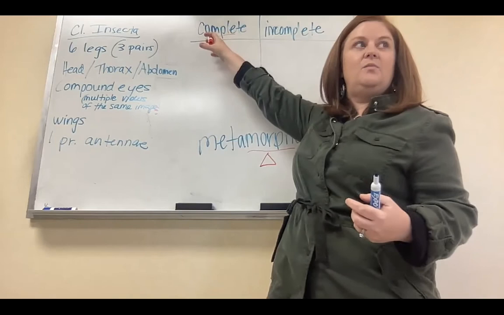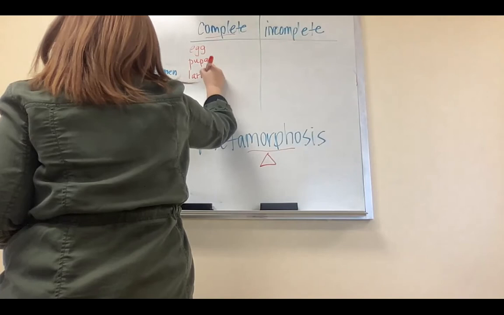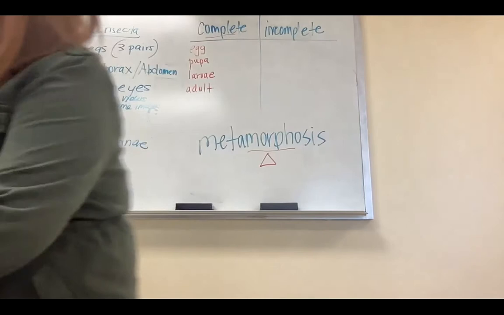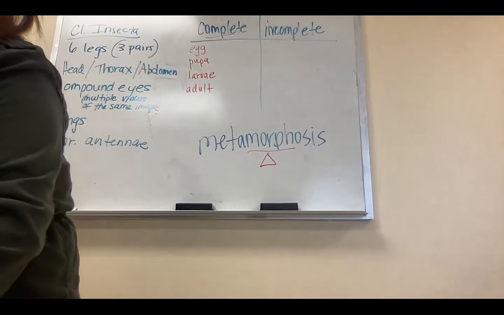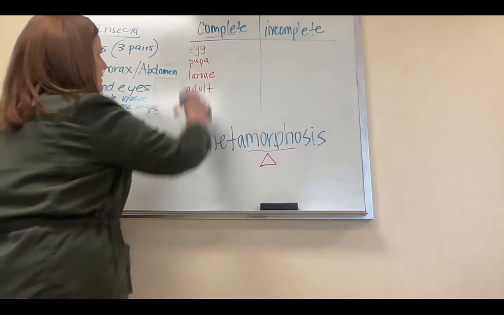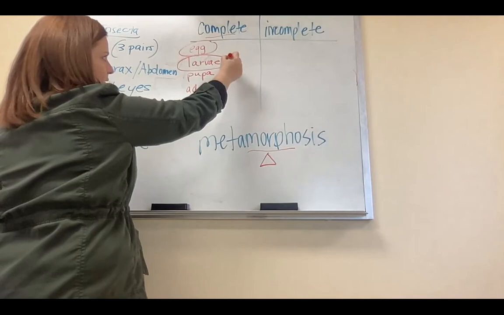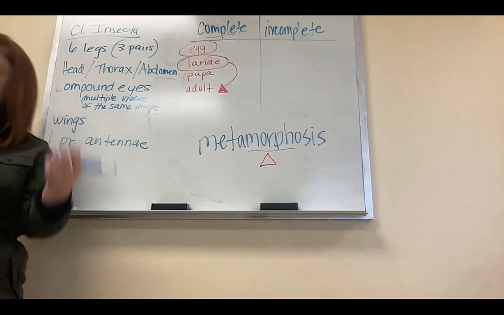So if I look at an egg that becomes a pupa, that becomes a larva, that becomes an adult, did I switch those up? I feel like I switched those up. I think I did. I need to double check that, because that's going to bother me. Yeah, because this is when it's cocooning. So switch those two. Sorry about that. The egg to the larva, which would be the caterpillar, compared to what the adult looks like, can you see why it's a complete change?